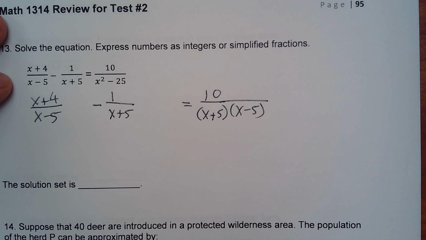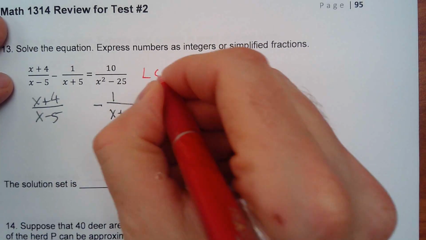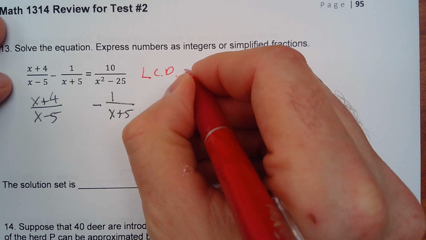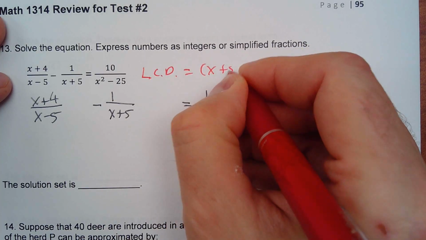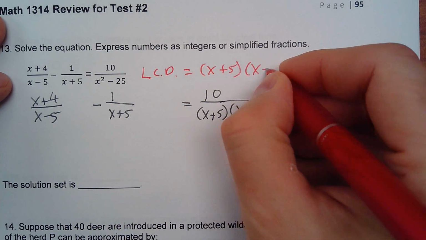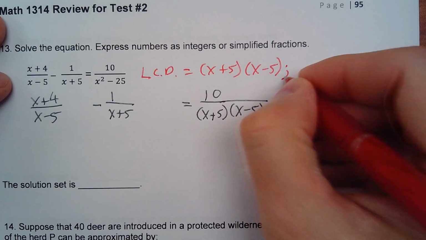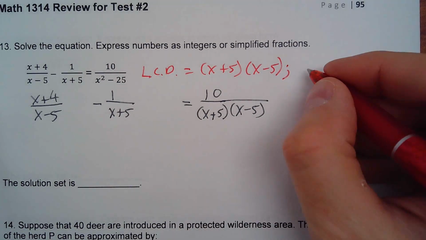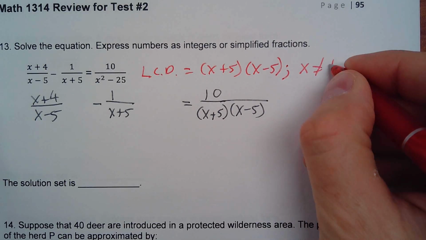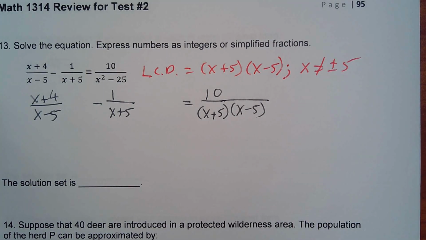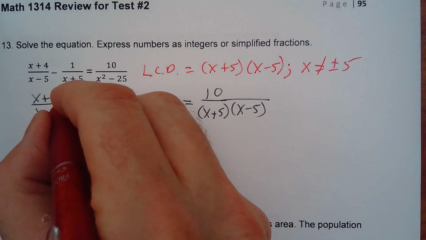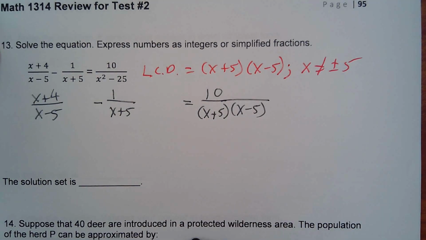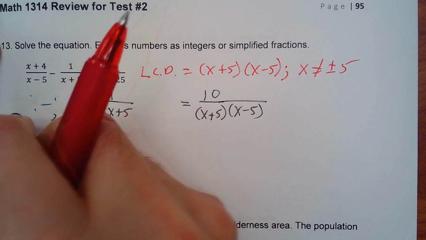And our LCD is going to be the x plus 5 times x minus 5. And that means our restrictions, x cannot be equal to 5 or negative 5. So we're going to go through, and I'm going to need a little more space here. So let me slide this over a little bit.